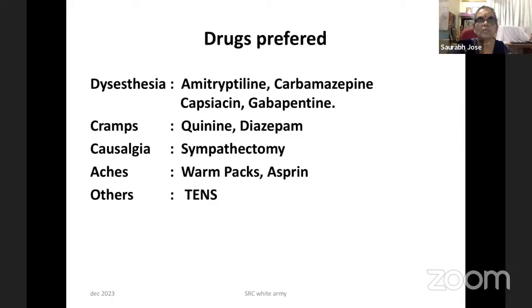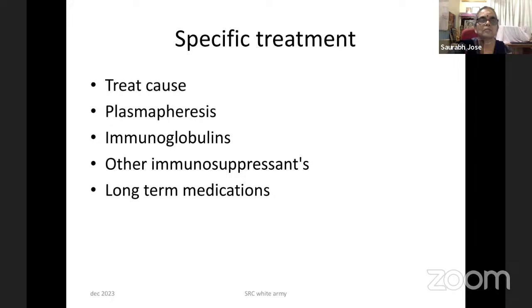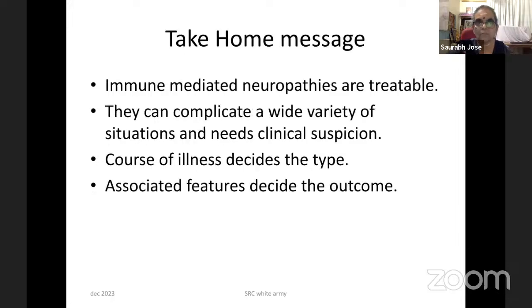They are all supportive treatment, and there are varying drugs for the various symptom management and specific treatment. Treat the cause when it is present. Then plasmapheresis, immunoglobulin, immunosuppressants, and long-term medications.